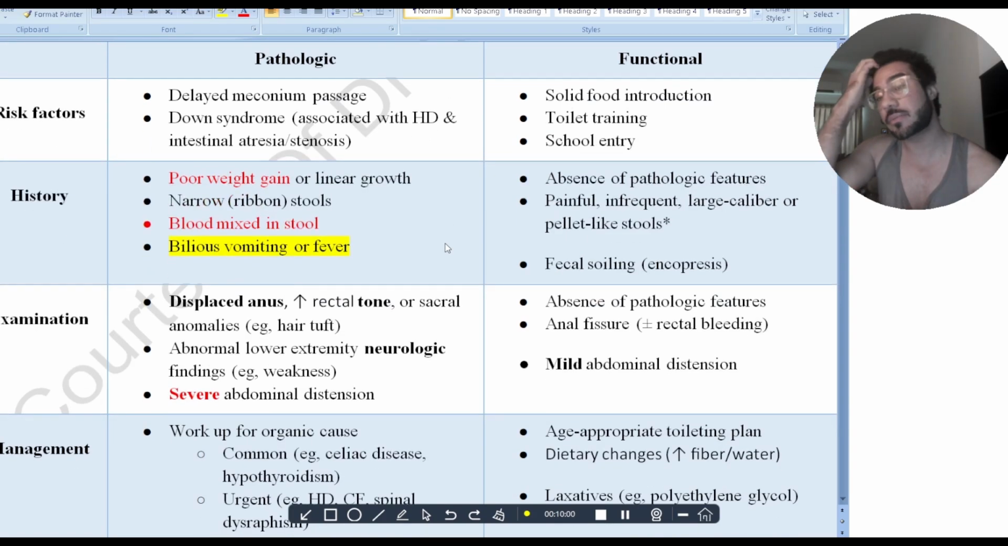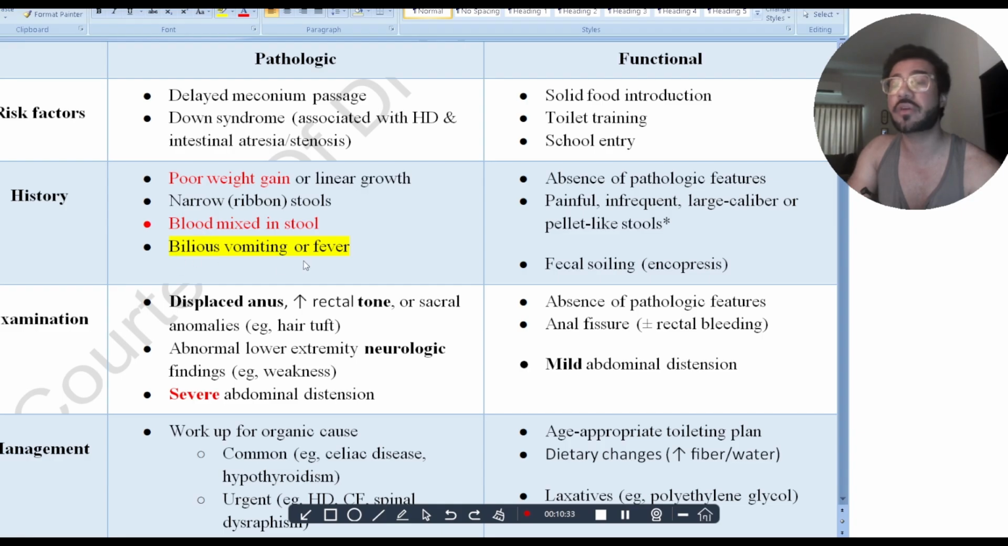So what are the symptoms of pathological constipation? You're going to get alarm signals like poor weight gain. Whereas when it comes to functional, there are not going to be these alarm signals like poor weight gain, or narrow ribbon-like stools. What is meant by a narrow ribbon-like stool? This indicates that the passage of the GI tract has been narrowed down. That is why the caliber of the stool is reduced. Blood is never a functional indicator of constipation. Blood is always going to be pathological.